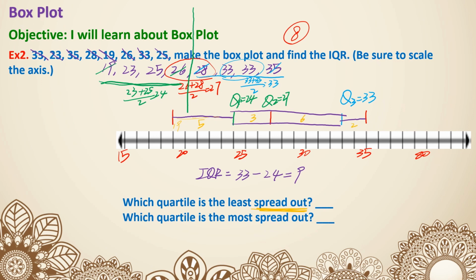So in this case, you can clearly see the smallest quartile is the last quartile. So we are going to say that is the 4th quartile. Fourth quartile is the least spread out, and the 3rd quartile is the most spread out because that actually includes a range of 6. That's example 2.